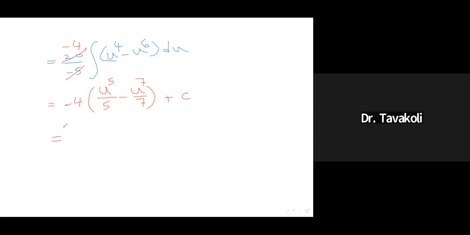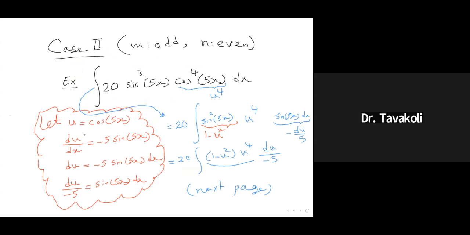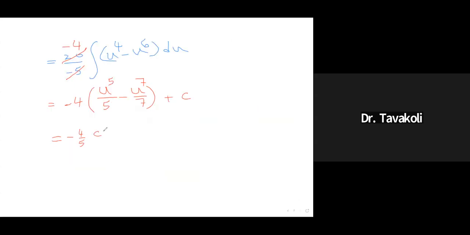Let me distribute -4 over the parentheses, which makes -4/5 u to the power of 5. Back substitution. We replace back u by what? u is cosine of 5x, right? So cosine to the power of 5, the angle was 5x. Then minus 4 times the next term. Minus 4 times minus 1/7 makes it a plus 4/7. And u is cosine of 5x. So u to the 7 is cosine to the 7 of 5x. And then plus c. And that will be the final answer.